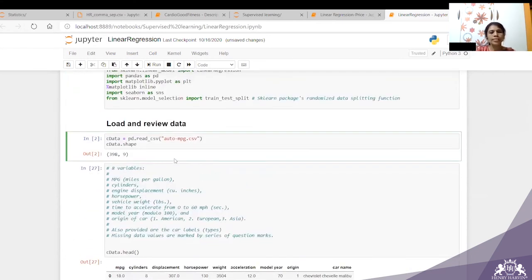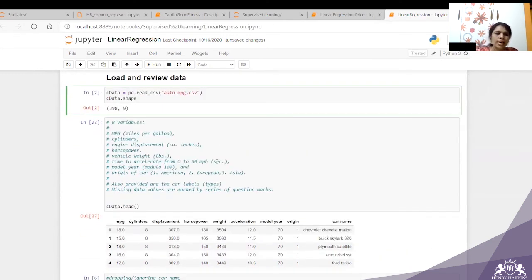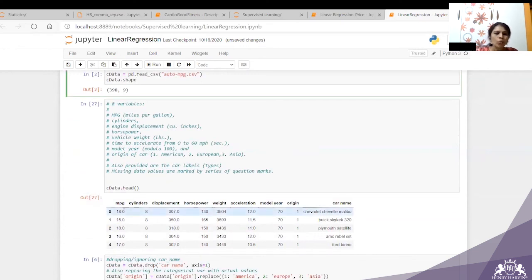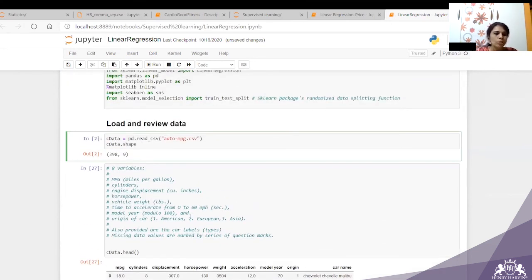Okay, so the next step, what did I say? We should try to understand the variables. We should also know the problem statement, right? Here the problem statement is how MPG is related to the cylinders, displacement, horsepower, weight, and acceleration. That is the basic ideology of this problem statement. How does MPG relate to all the other parameters? MPG, you know the meaning, right? Miles per gallon. So how does it relate to all the other variables?